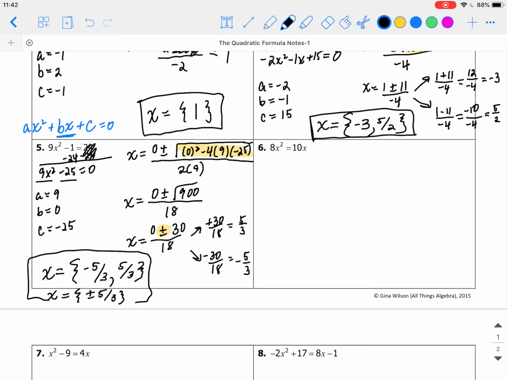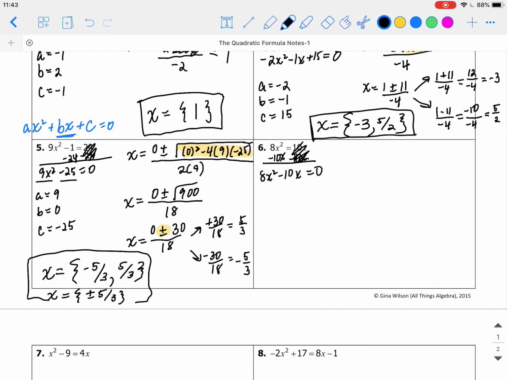All right, 6. What am I missing? I don't have a 0 on the right, so I'm going to bring over my 10x. He's positive, so I'm going to subtract. So I have 8x squared minus 10x is equal to 0, because these two will cancel out. So again, I have the same kind of issue that I had with number 5, right? I'm clearly missing my third term, but in this particular problem, I'm missing a constant. So that means I'm missing my last one, which will be my c.